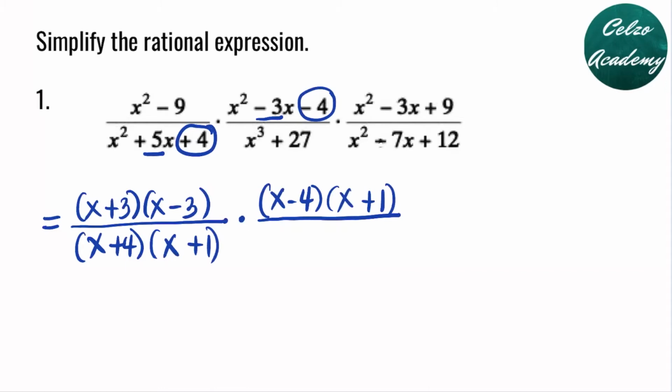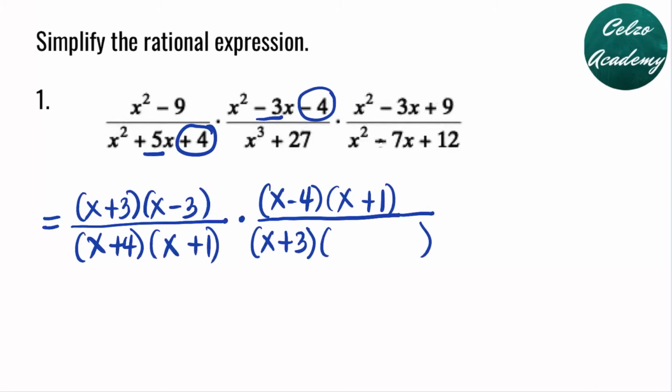Now let's factor x cubed plus 27. This is a special product called sum of two cubes. In factoring sum of two cubes, the factors are a binomial and a trinomial. For the binomial, we need to get the cube root of x cubed, which is x, and the cube root of 27, which is plus 3.